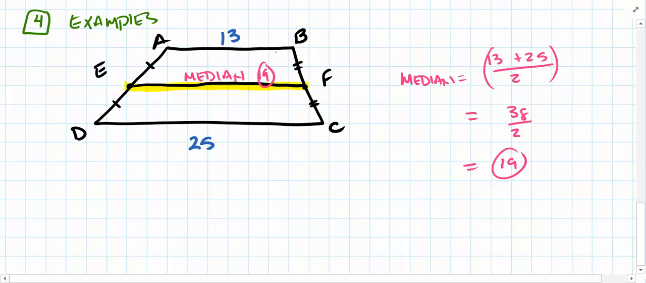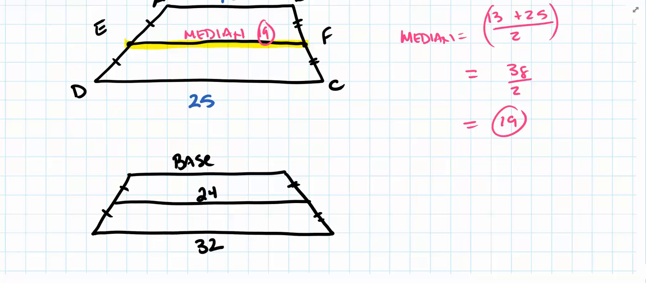All right, for this one, I want you to find the length of the base that is not labeled. So the bottom base is 32. You know the median is 24 because it is the segment that joins the midpoints of the two legs. The question is, what is the length of the top base? Try to figure that out on your own right now. So is this what you did?